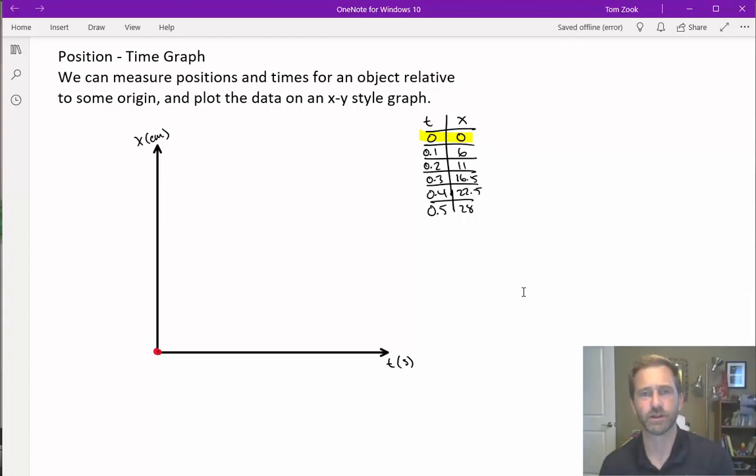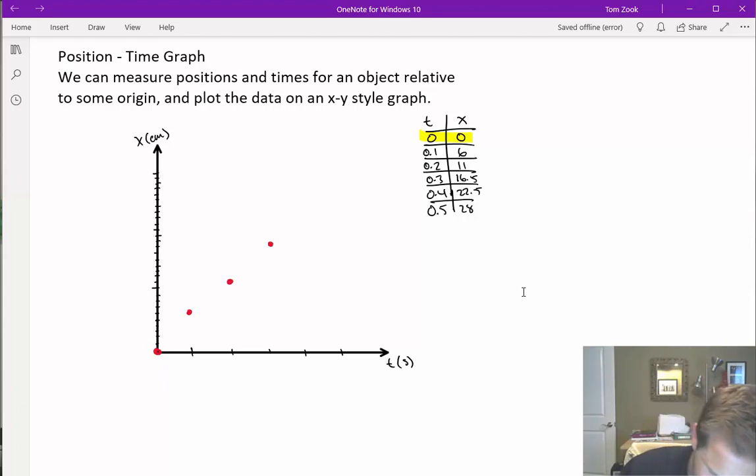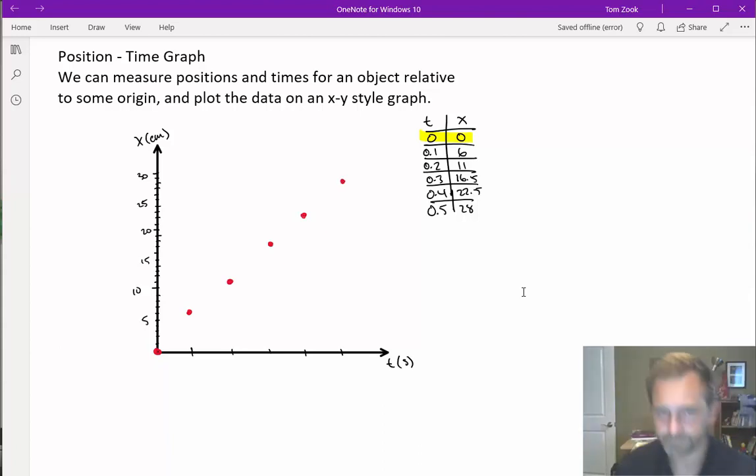In fact, I might just fast forward this. So now I can plot all the data points, and we can take a look at what the graph looks like. Could really use a ruler. Should also label them too. Okay, so that was a lot of work.